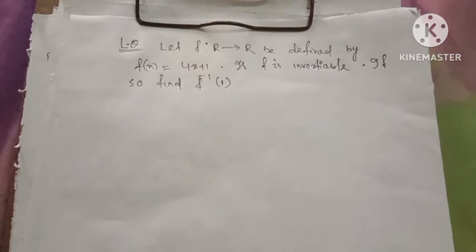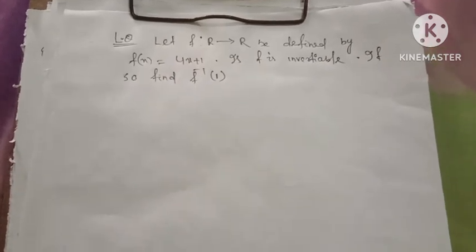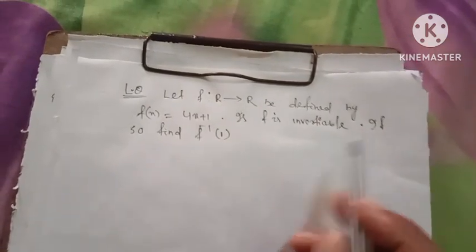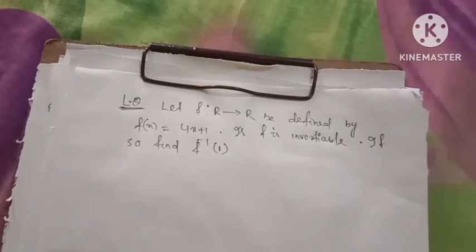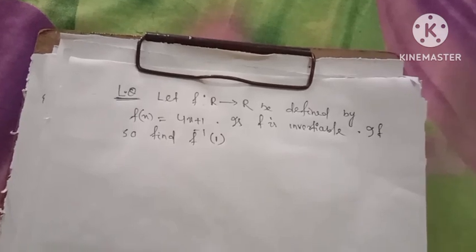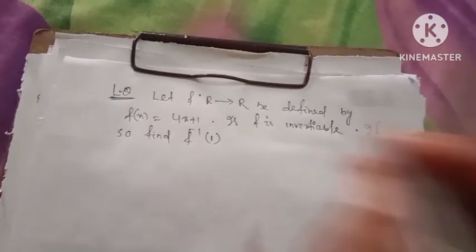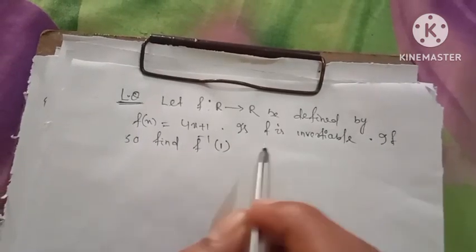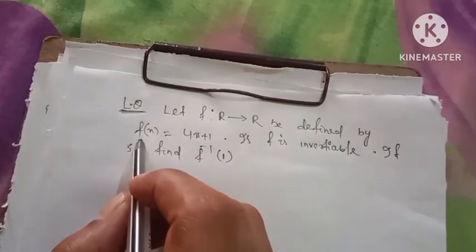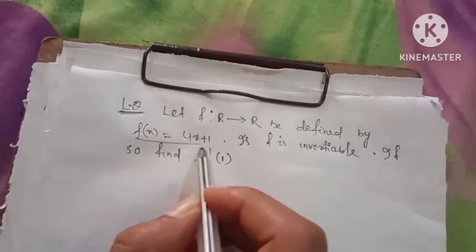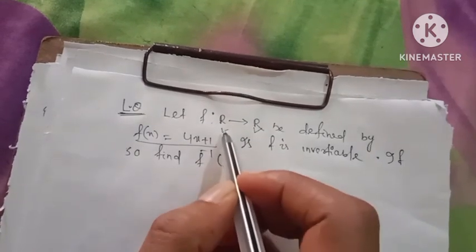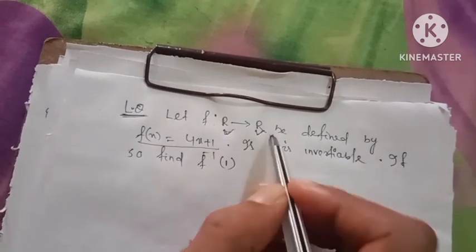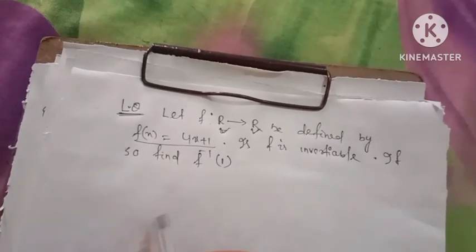This is another video in the long questions. This is the long question of functions. First of all, the given function will be f(x) equal to 4x plus 1, and it goes from real number to real number. R to R means real number to real number, defined by this given function.